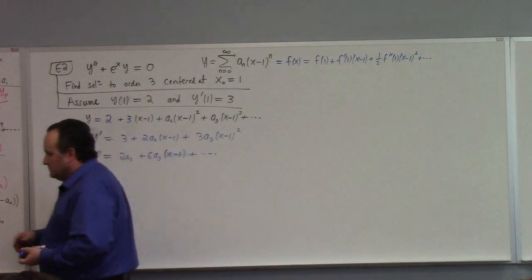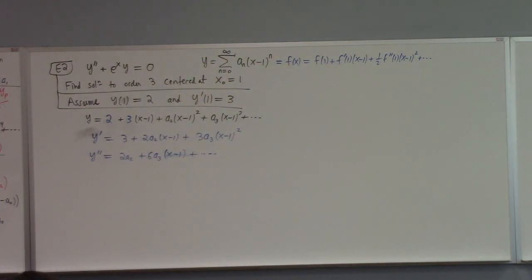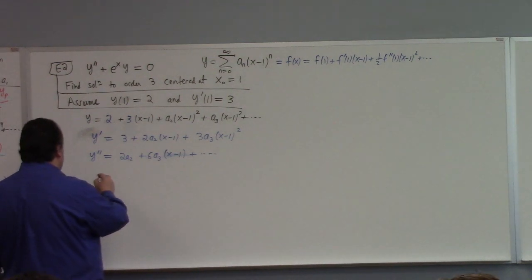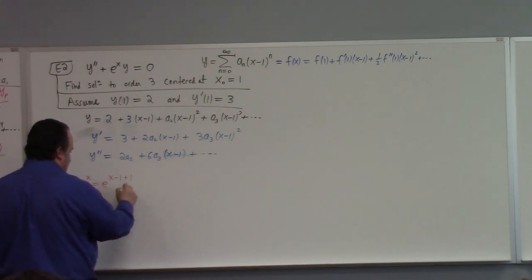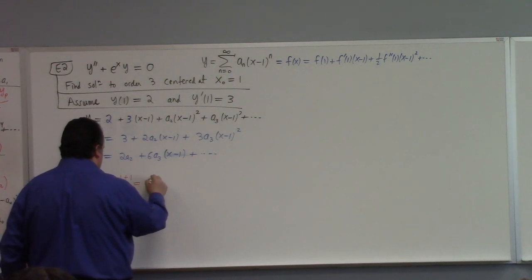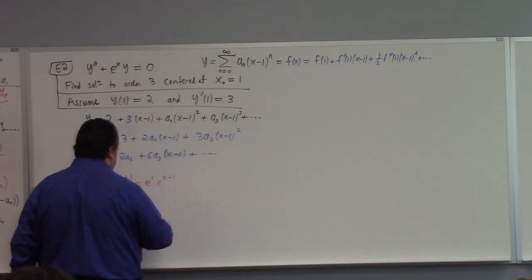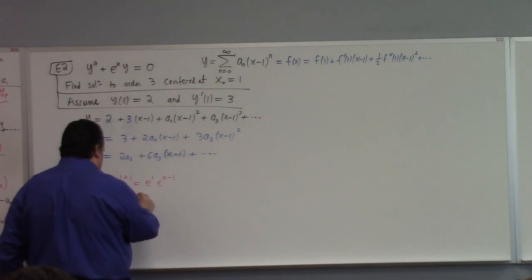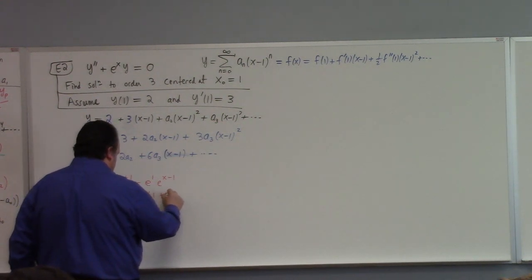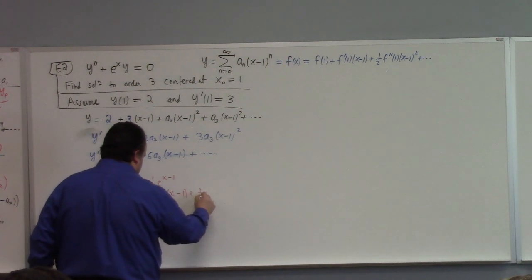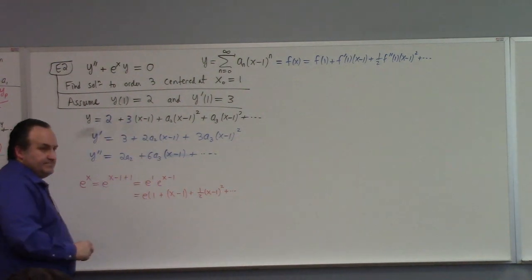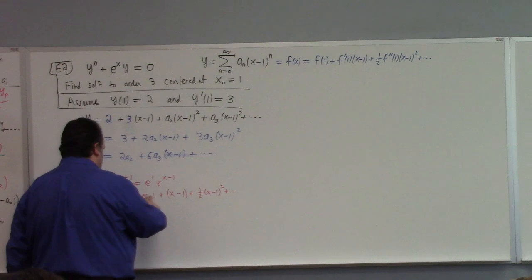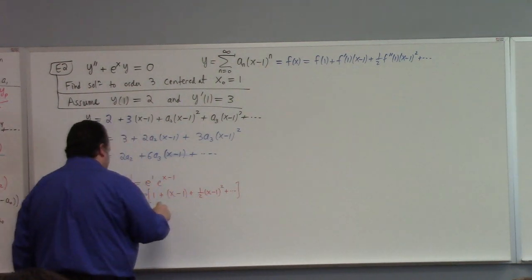I guess I'll do it down here. Well, there's a couple different ways. Here's the way I do it. I use a trick. I say e to the x is equal to e to the x minus 1 plus 1, right? Which is equal to e to the 1 times e to the x minus 1, which is equal to e times 1 plus x minus 1 plus 1 half x minus 1 squared plus dot dot dot. Right? So that gives me a way to expand the exponential, right?